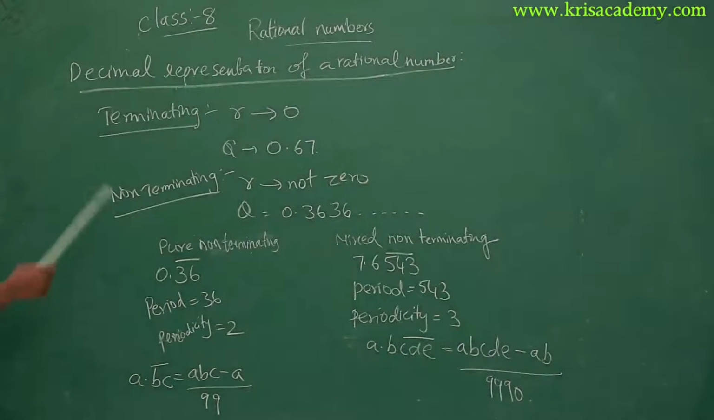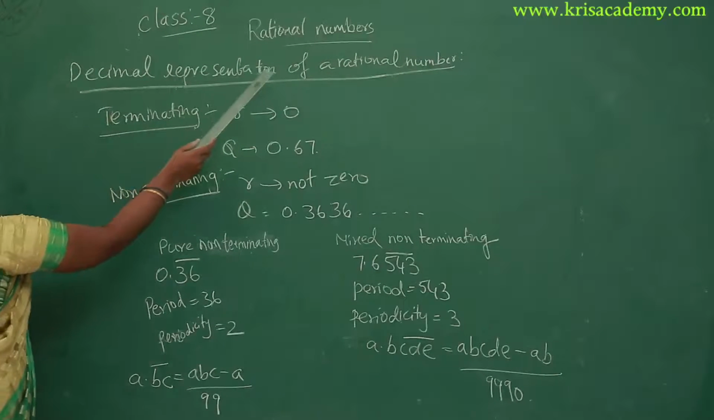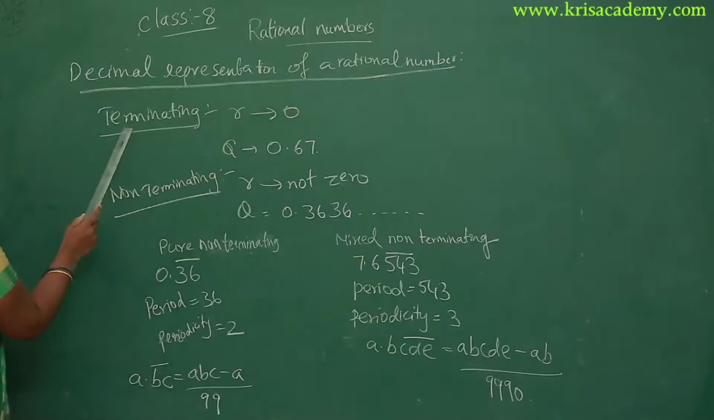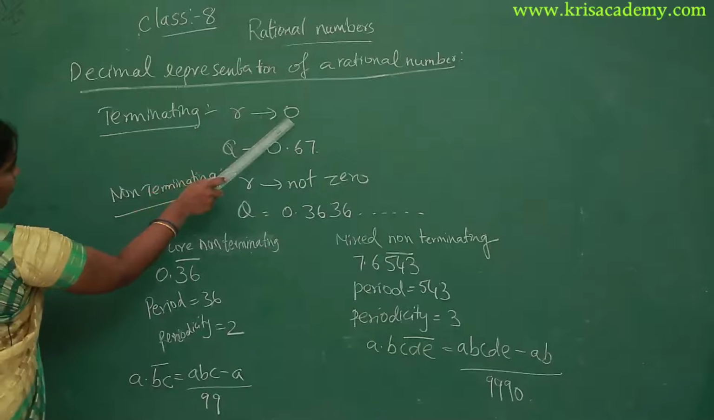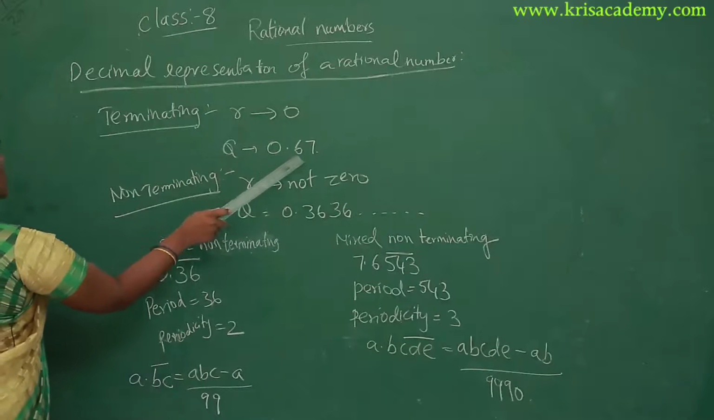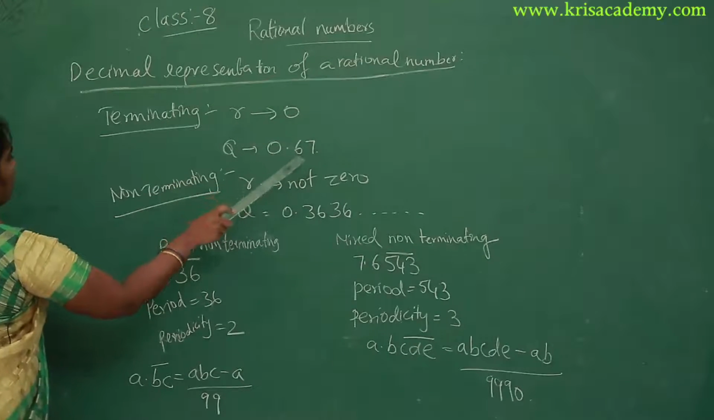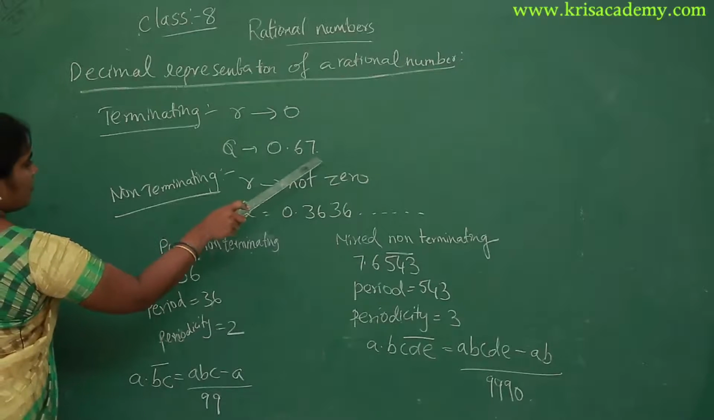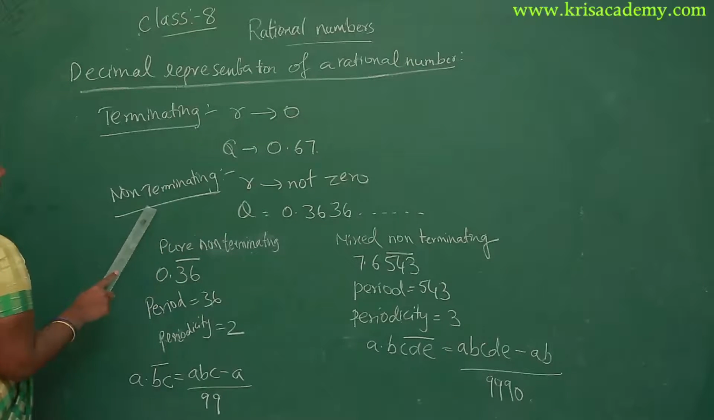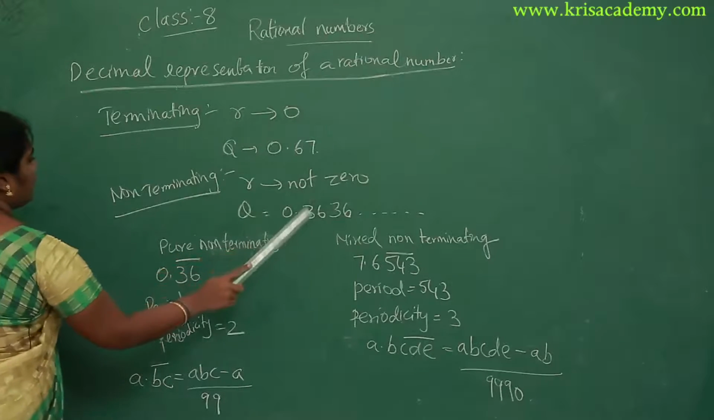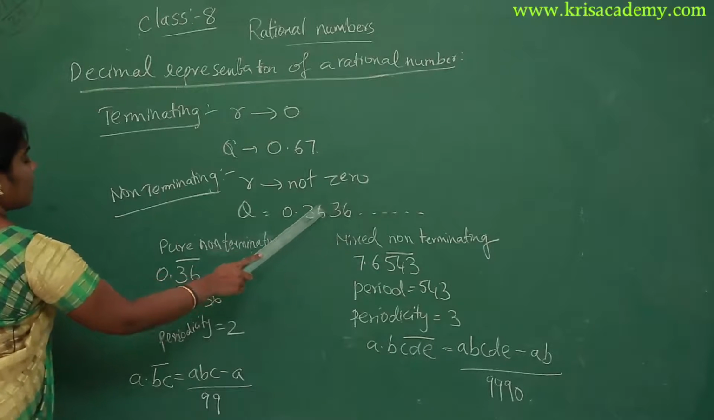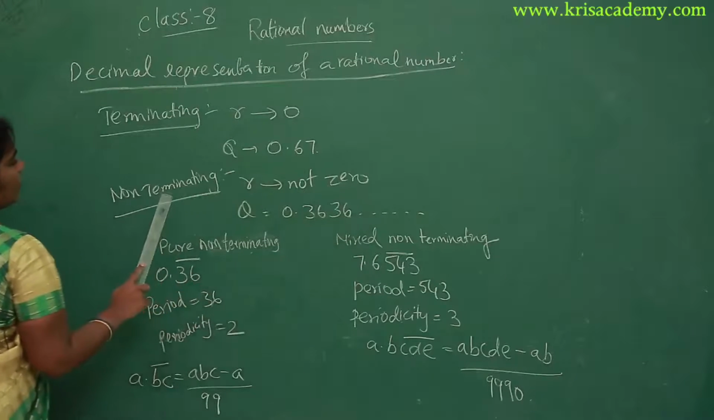So now, last topic of rational numbers: decimal representation of a rational number. We have two types of decimals, terminating and non-terminating. Terminating means when we divide two rational numbers, the remainder is 0 and the quotient will be 0.67, which is finite. That means we can see the last decimal value. Whereas non-terminating means the remainder is not 0, and the quotient goes on repeating 36, 36, 36, and so on. That "so on repeating" is known as non-terminating.